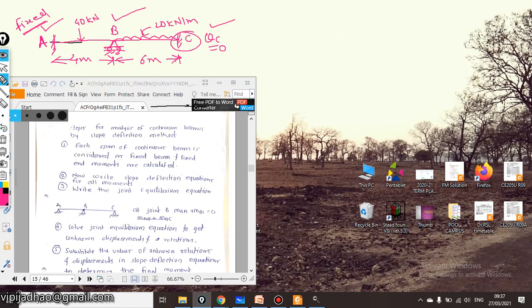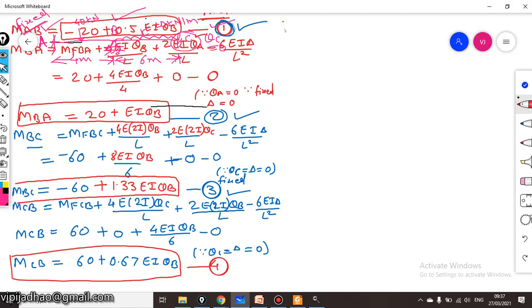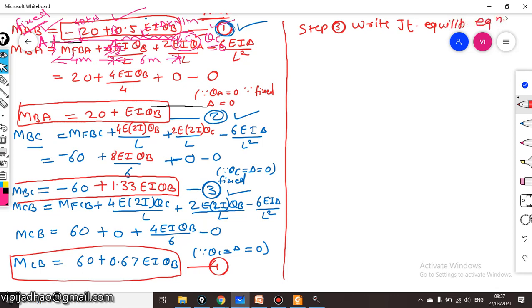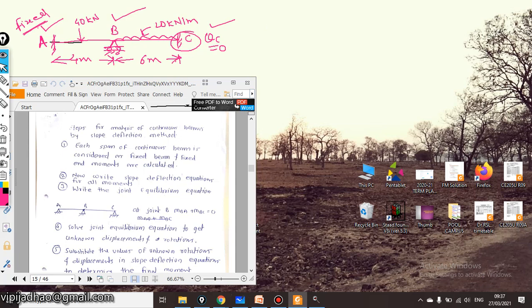So we'll write down the slope deflection equation. Step number 3, I'll write down here only. Step 3: write joint equilibrium equation. We have the joint equilibrium equation for this case: summation of moment at B is equal to 0. Why is the summation of moment at B equal to 0? Because we have this support as a continuous support.